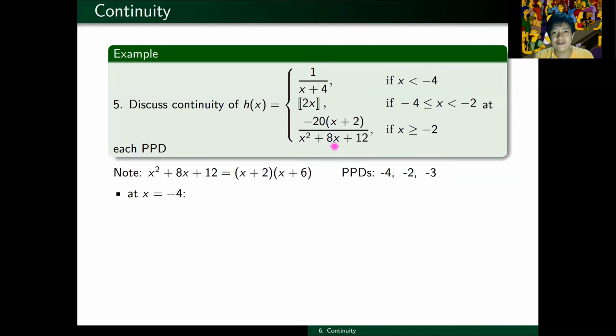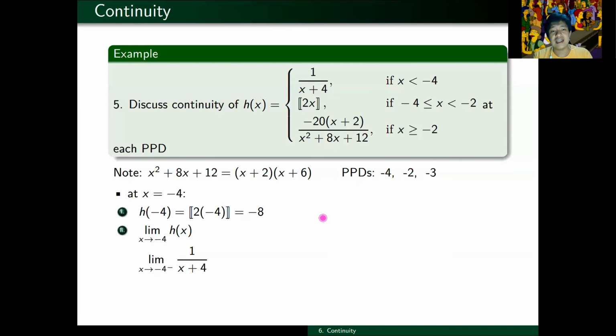At x equals negative 4, function value ay negative 8. Okay? Again, ang ginamit natin, ito po, kasi po si x equals negative 4 ay nandito. So, if I plug in negative 4 sa second one, I get negative 8. Limit. Check natin yung limit niya as x approaches negative 4. So, negative 4 is a breaking point of your piecewise function. So, I have to consider limits from the left and from the right. Yung from the left, alam na natin, ito yung gagamitin natin because for x less than negative 4, ito yung defined na function.